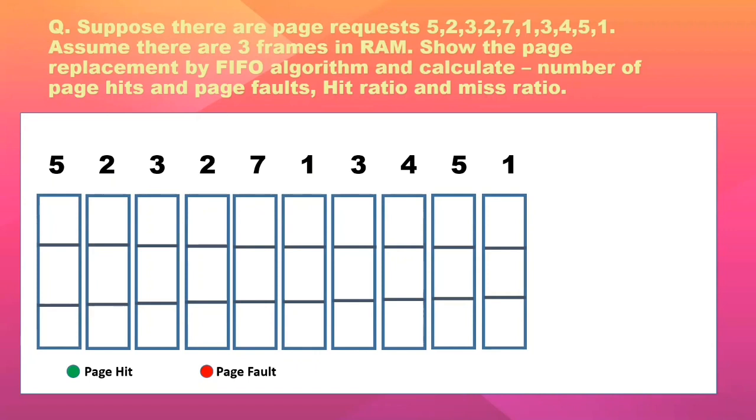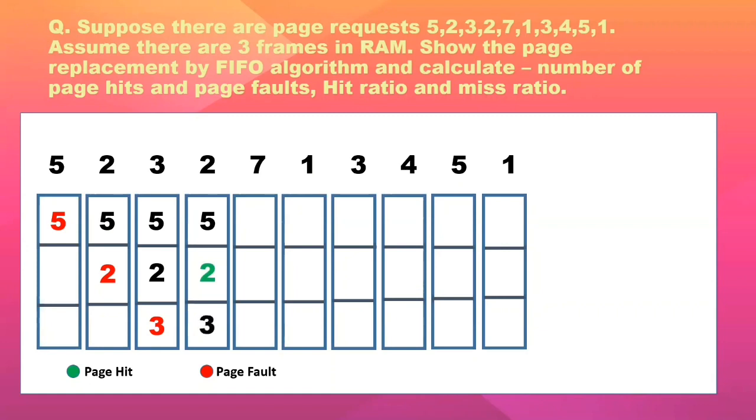So now what happens? Our first requested page is 5, and 5 is not present inside the RAM, so it is obviously a page fault. Then 2 is requested, and 2 is also not present inside the RAM, so it is also a page fault. Then 3 is requested, 3 is also not present, it is also a page fault. Then 2, it is present inside the RAM, so it is a page hit.